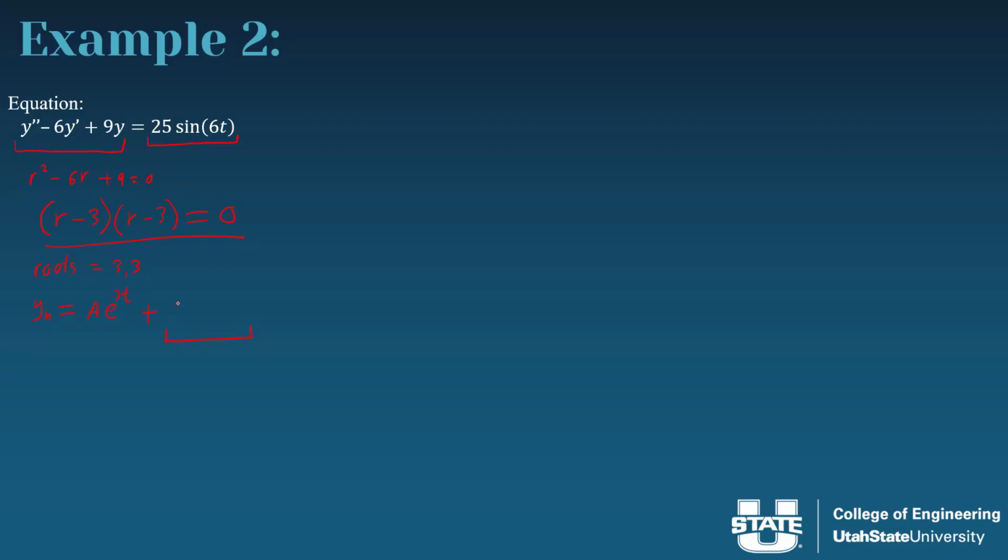Exactly. You are 100% correct there. For each repeated root, you will have a multiple of t. But that is only true when we have constants as our coefficients. If you have variables, it is different. That's where you're going to have variation of parameters, but that's a whole other topic.